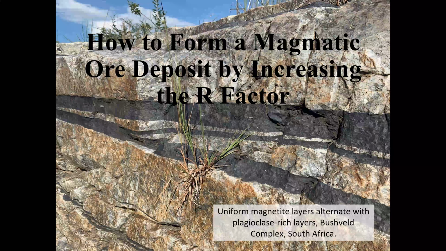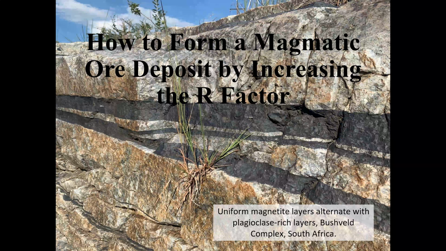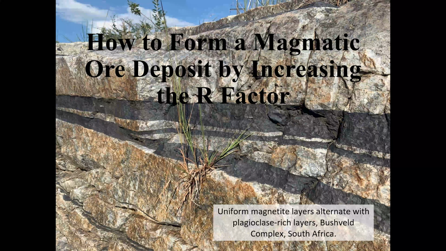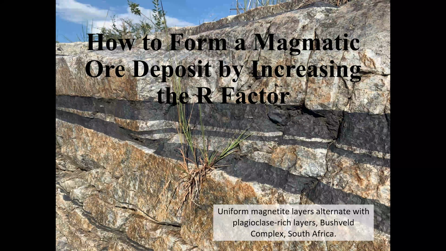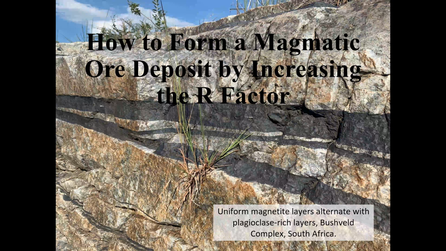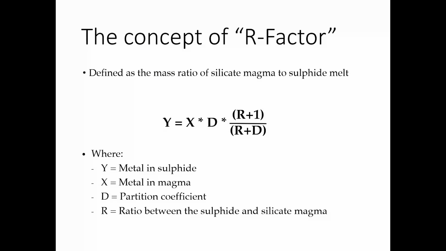Right, what we're going to go over now is what is required to make a good magmatic ore deposit, with a focus on the requirement of the R factor and what the R factor is. So broadly, the R factor is a ratio of the silicate magma to the sulfide melt. The silicate magma contains the metals, and what we want to do is concentrate it into the sulfide melt.